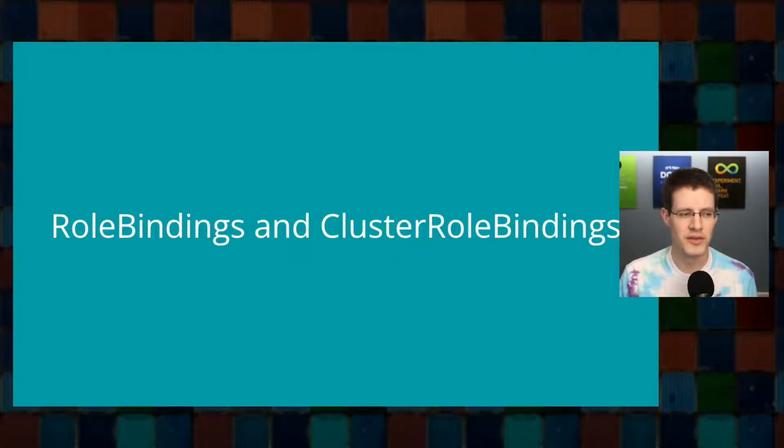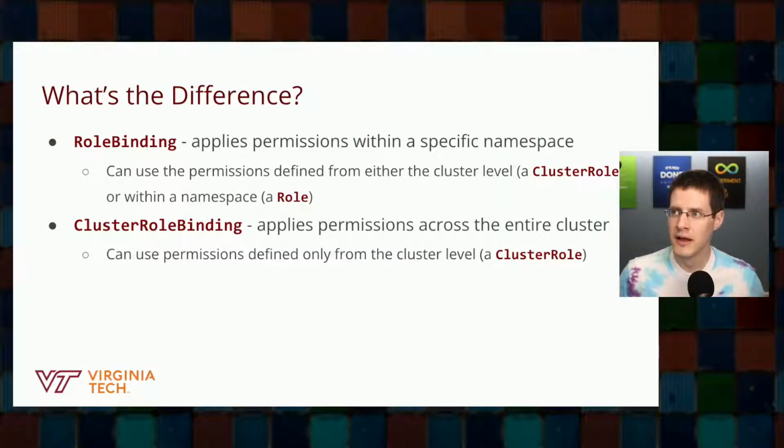All right, let's talk about role bindings and cluster role bindings now. The roles define the permission set, and then the role bindings are what attach those permissions to things, whether they're applications that are running or people. And the difference between a role binding and a cluster role binding is the scope for which the permissions are being applied.